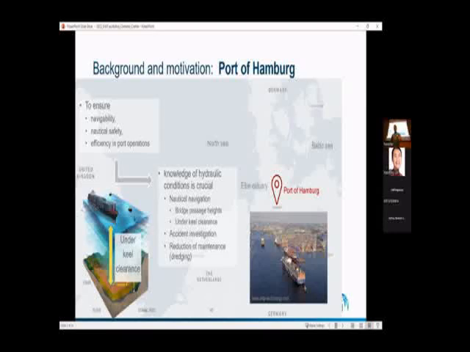We have a small picture here on the bottom left. That's under keel clearance. For accident investigation, the current speeds are vital. And in the longer term, for reduction of maintenance, for example dredging.